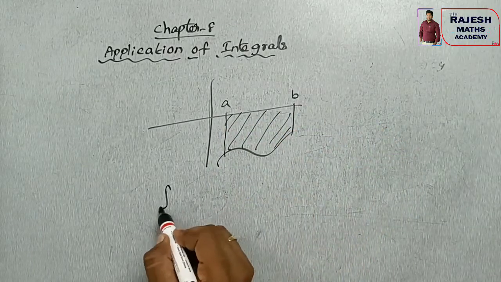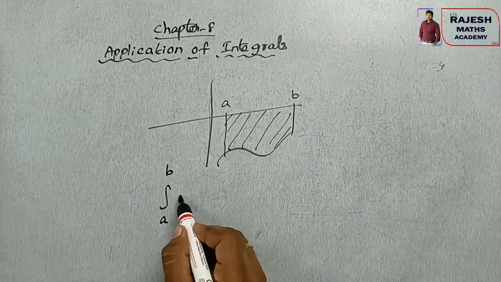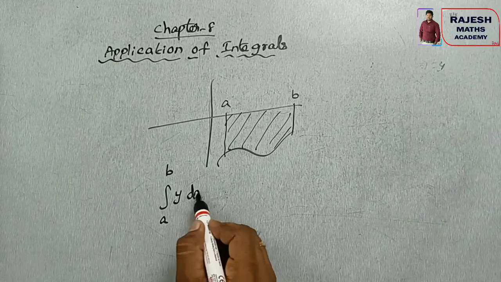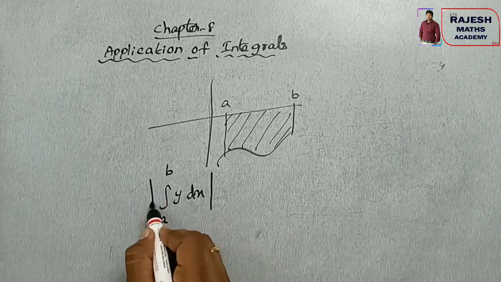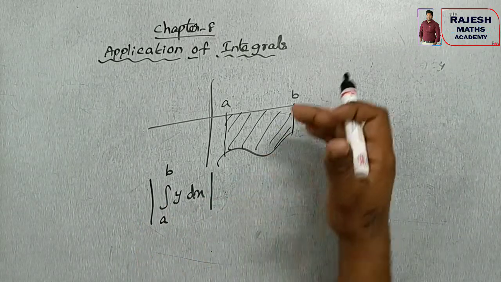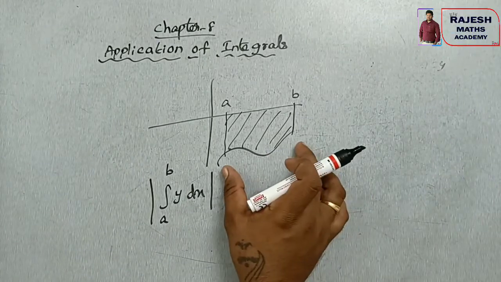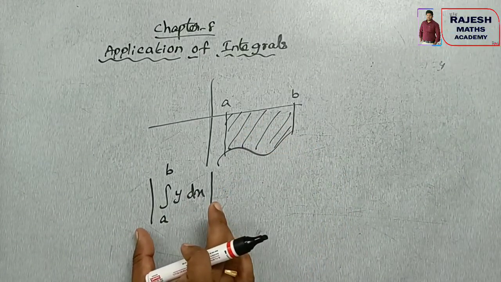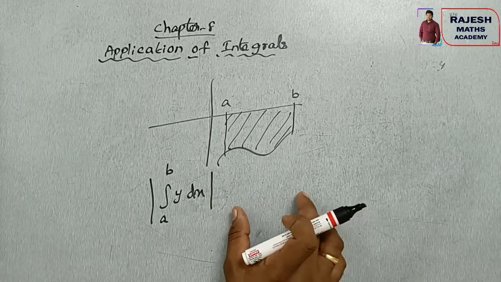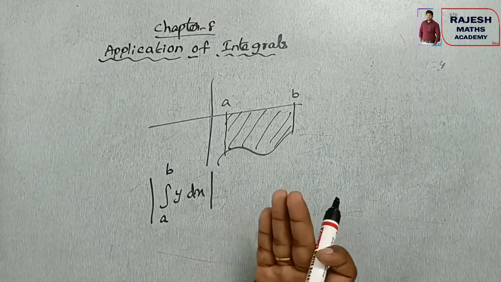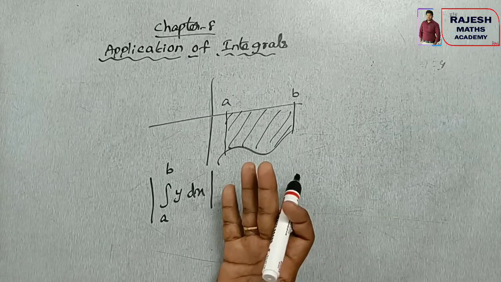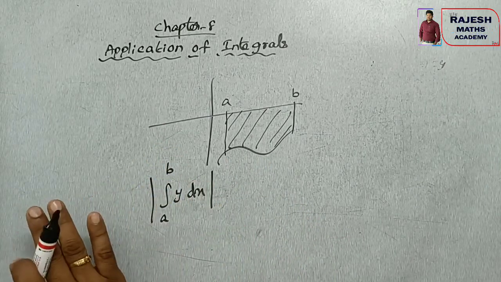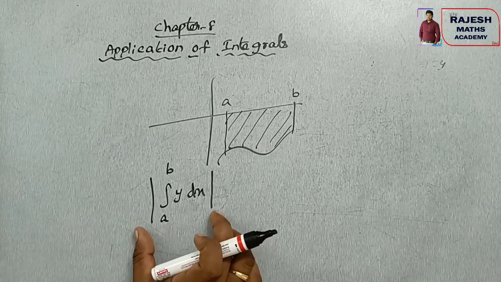That is integral a to b, the same f of x dx, which I take as y dx, but we have to use the modulus symbol because it is the area below the x-axis, which means the definite integral value will be negative. By taking the modulus, it becomes positive. That is the area of the curve. Clear? Similarly, the same is applicable along the y-axis also. If the curve is on the left side of the y-axis, we have to take the modulus.